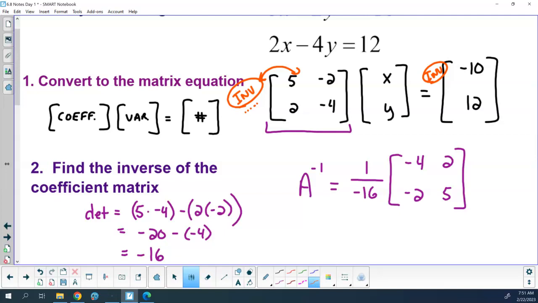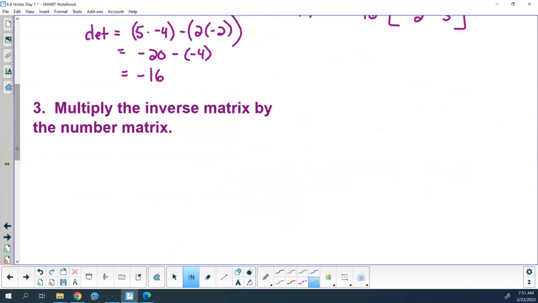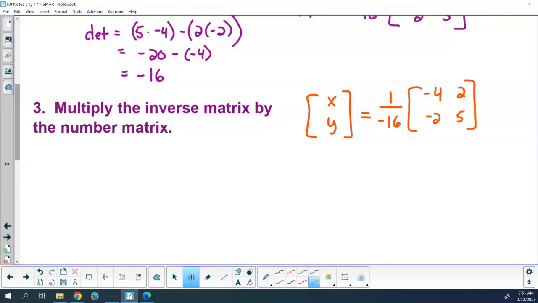Okay? So what that looks like then is we're going to have our variable matrix as the only thing left on the left side of the equation. My inverse matrix is going to look like this, and then that was -4 and 2, -2 and 5. And then I'm going to have my numbers matrix, which was -10 and 12.